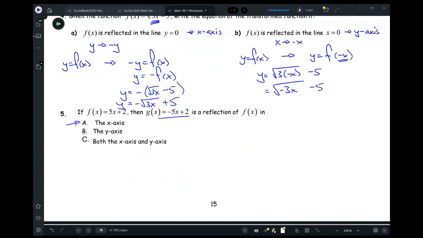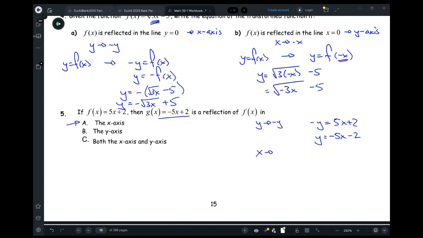If it was a reflection in the x-axis, I would have replaced y with negative y. And so this would have become negative y is equal to 5x plus 2. And then when I bring the negative over, it's negative 5x, and that's great, that's what I see. But the negative distributes to the 2 as well. So if it was a reflection in the x-axis, everything would have changed signs.